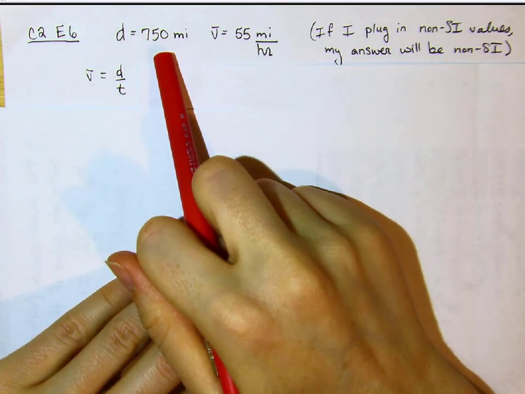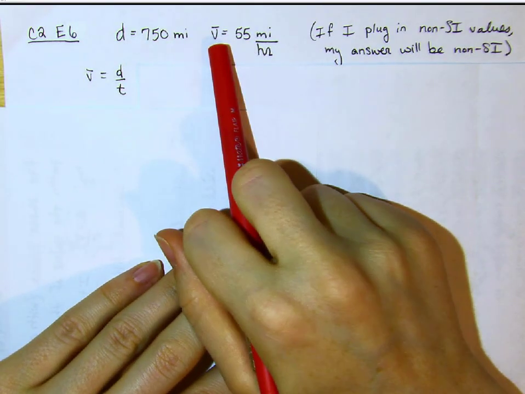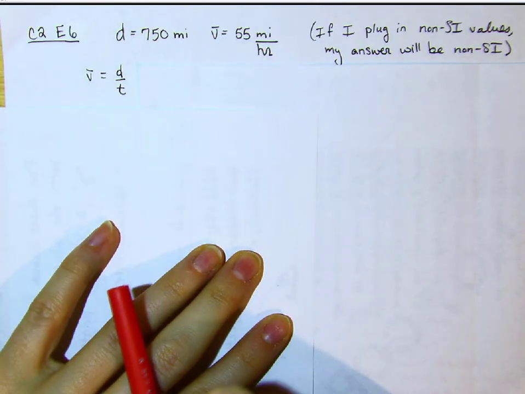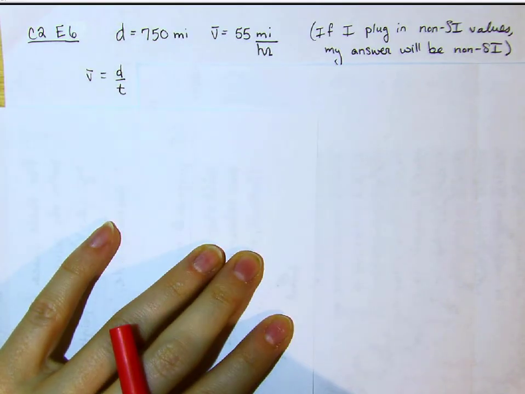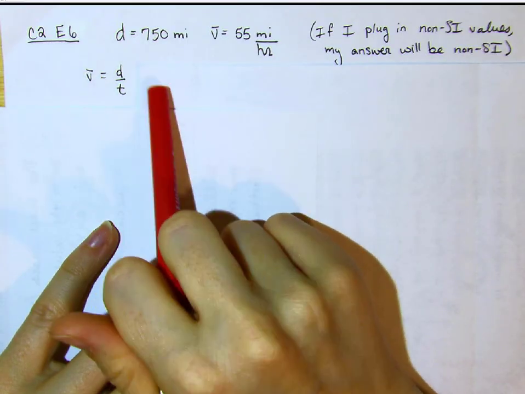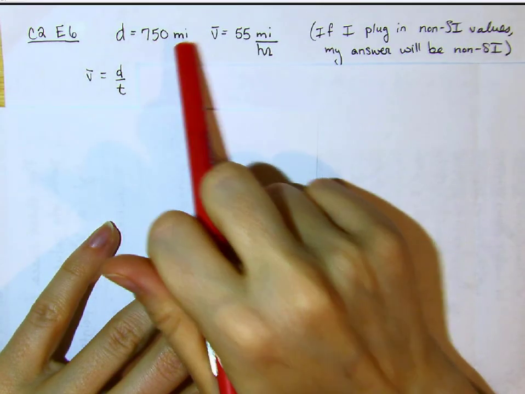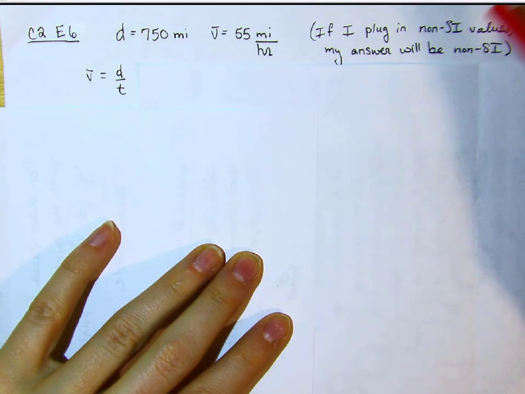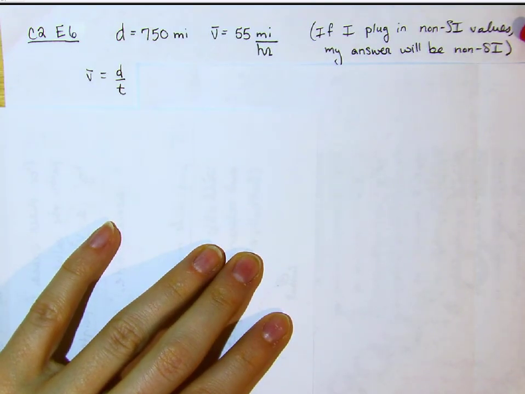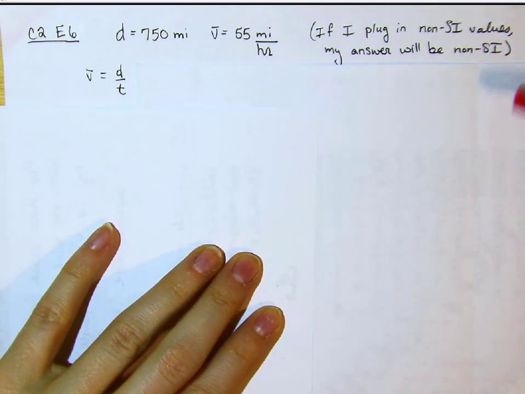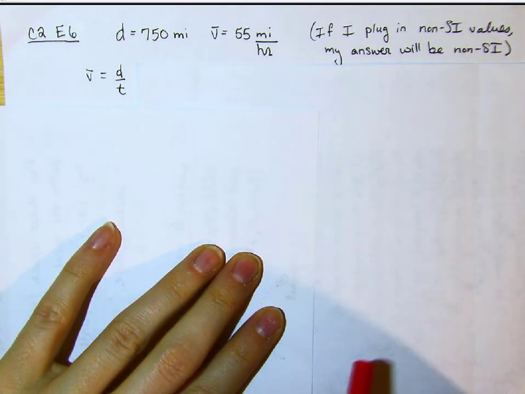So the distance was 750 miles, the average speed was 55 miles per hour, and an equation that relates everything that I have or I'm interested in is this equation. The average speed is equal to the distance over the time. Now, these are not SI units, and that's okay. I can plug in non-SI values. I can plug in miles and miles per hour, but then I just need to be aware that the answers I'm going to get out are not going to be in SI. So just be extra careful to keep track of them.